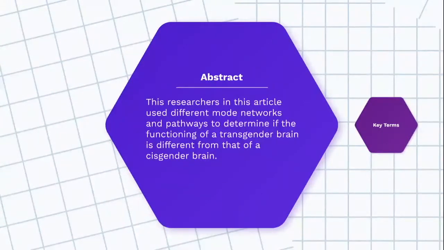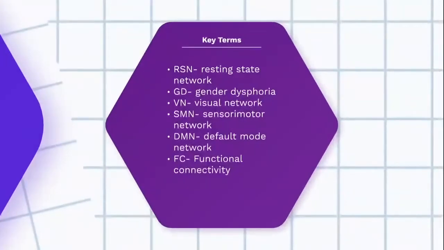The researchers in this article use different mode networks and pathways to determine if the functioning of a transgender brain is different from that of a cisgender brain. Some key terms are RSN, resting state network; GD, gender dysphoria; VN, visual network; SMN, sensory motor network; DMN, default mode network; FC, functional connectivity.